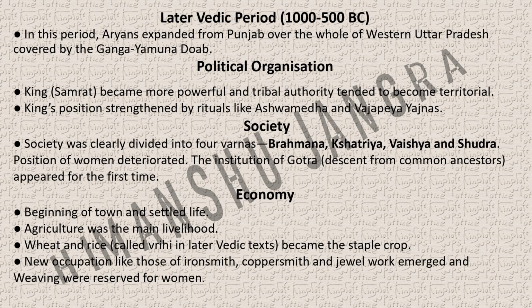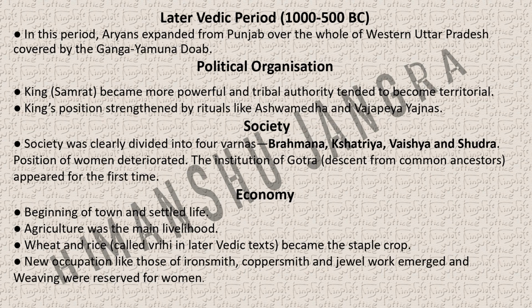Later Vedic period, 1000 to 500 BC. In this period, Aryans expanded from Punjab over the whole of western Uttar Pradesh covered by the Ganga-Yamuna doab. Political organization. King, Samrat, became more powerful and tribal authority tended to become territorial. King's position strengthened by rituals like Ashwamedha and Vajapeya yajnas. Society. Society was clearly divided into four varnas: Brahmana, Kshatriya, Vaishya, and Shudra. Position of women deteriorated. The institution of Gotra, descent from common ancestors, appeared for the first time.